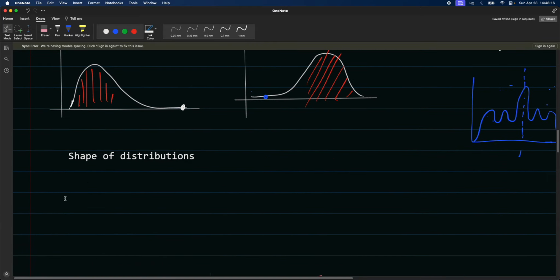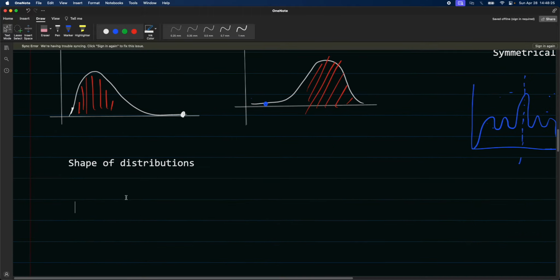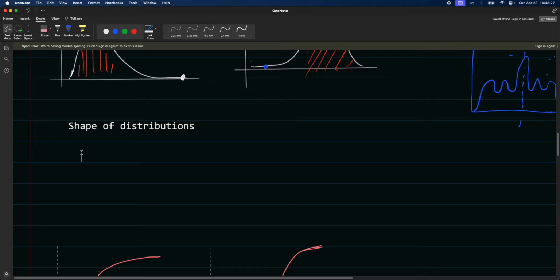Oh, shape. Okay. So for shape of distributions, it's in the book. It's called SOX. I'll quickly tell you everything you can possibly say for SOX.